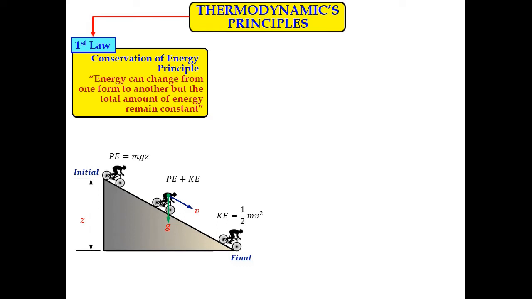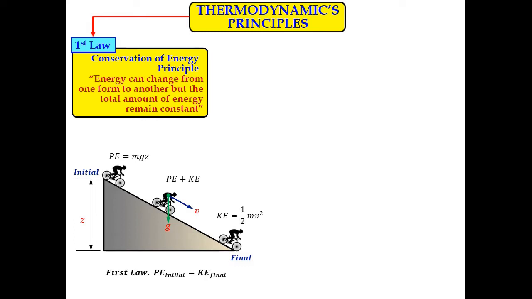So at the beginning, at the initial state of the cyclist, the height will be Z. Okay, based on the first law of thermodynamics, the total amount of potential energy at the initial state, at the top of the hill, will be equal to the kinetic energy at the final state, which is at the bottom of the hill. So this is the implementation of the first law of thermodynamics.